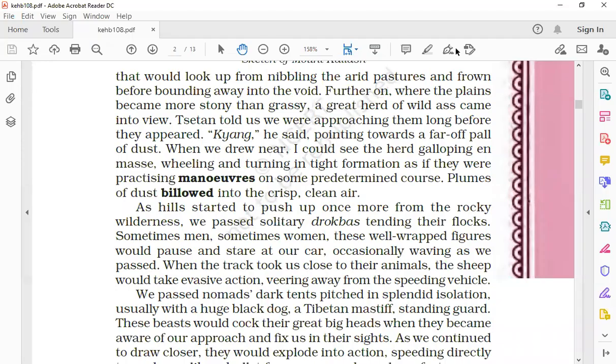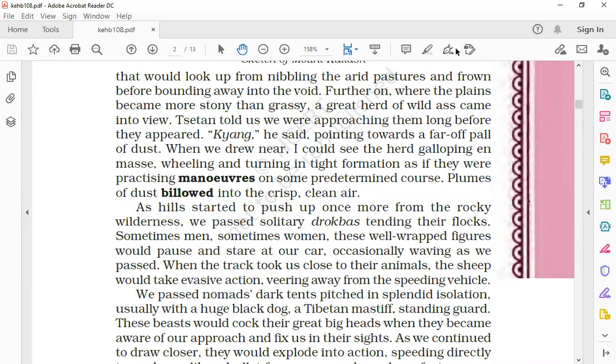So let's start reading, students. We will start from page 75, second paragraph. As hills started to push up once more from the rocky wilderness, we passed solitary drogbas tending their flocks. Sometimes men, sometimes women, these well-wrapped figures would pause and stare at our car, occasionally waving as we passed.